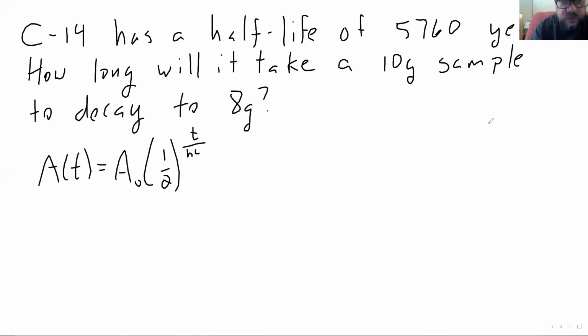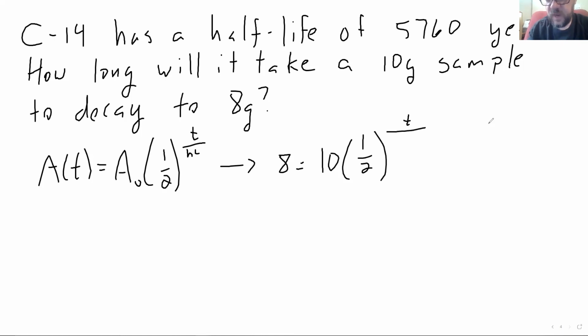Which in this case, again, I know what I want it to end up at. It ends up at 8, starts at 10. So I'm going to have 8 equals 10 times 1/2 to some power. So t is the thing I'm looking for, divided by half-life, which is 5,760 years. So this is likely to take a while.